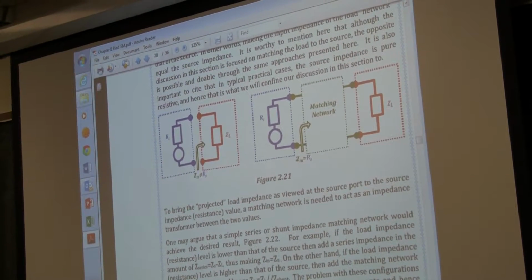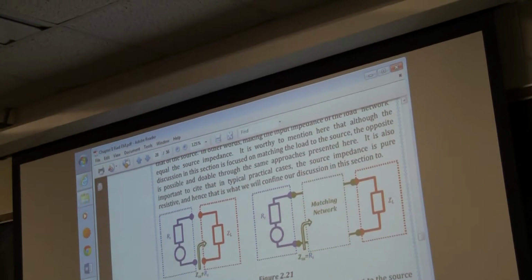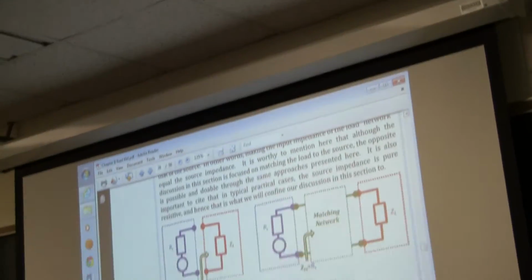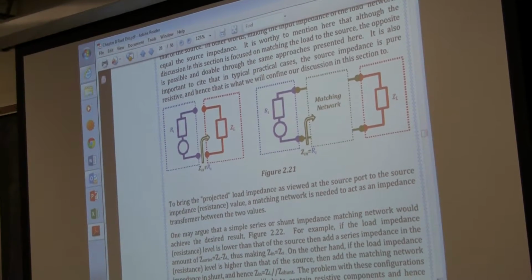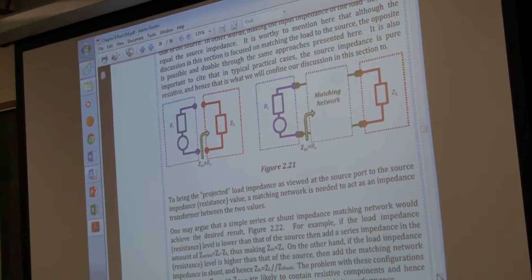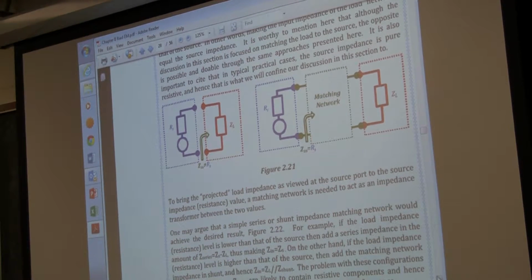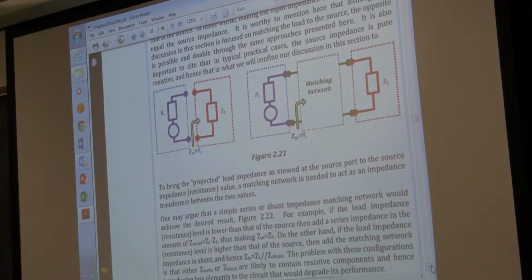if you have a source and a load, we need a matching network in between, right? That's typically the situation. And that matching network would be simply thought of as an impedance transformer that transfers the ratio of the impedance from one value to another. Anything that transfers the impedance level is a matching network.